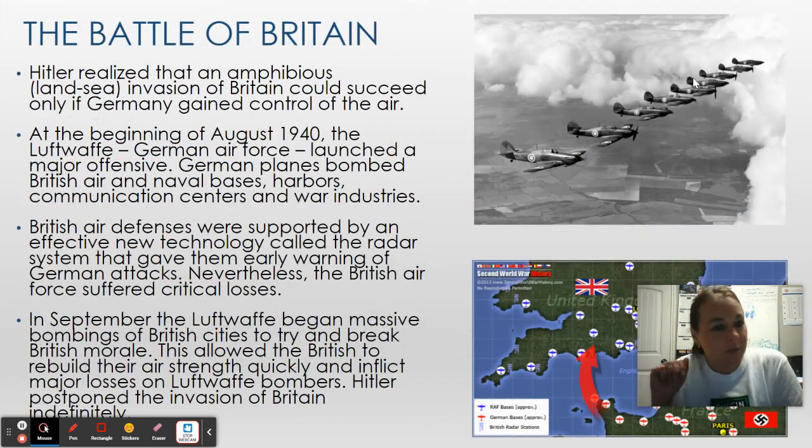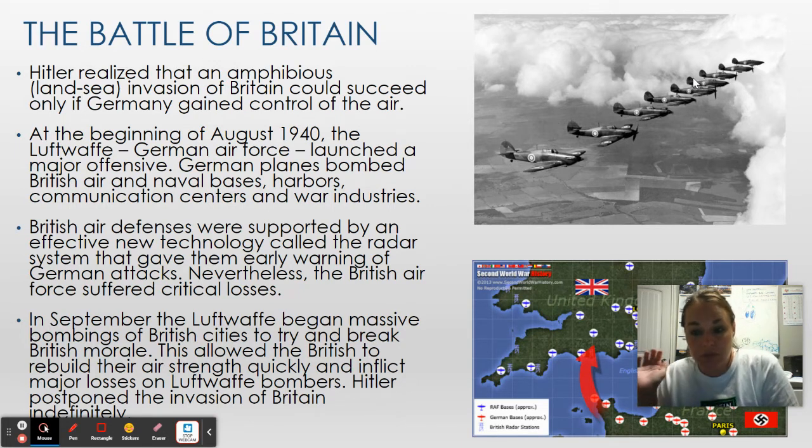So here we go. The Battle of Britain is basically an air showdown between the RAF, which is the Royal Air Force, and the Luftwaffe, which is the Air Force for Germany. It's going to start in August of 1940, where you are going to see the Luftwaffe flying over the English Channel and bombing the ever-living crap out of Britain. Specifically, London is going to be bombed really, really hard during the Battle of Britain.